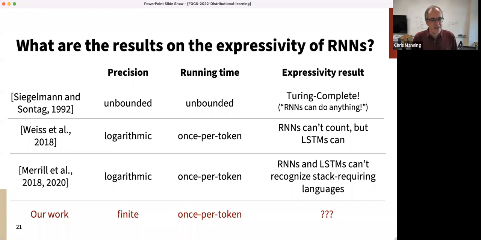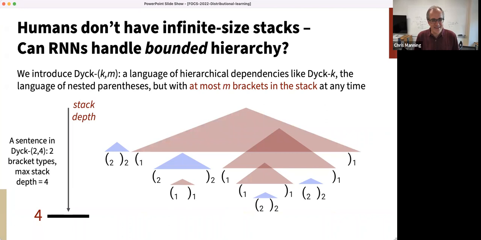Well, it seems reasonable to say that humans don't have infinite size stacks. And we saw our human stack being blown earlier. So maybe there's an interesting question of can RNNs handle bounded hierarchy? And so we started looking at these Dyck-k,m languages.